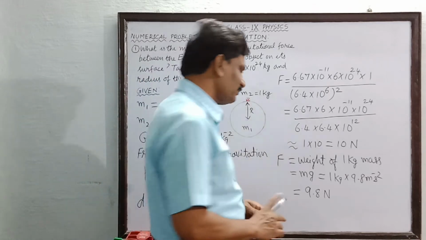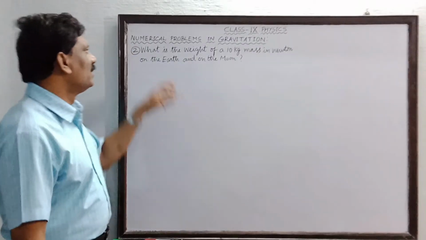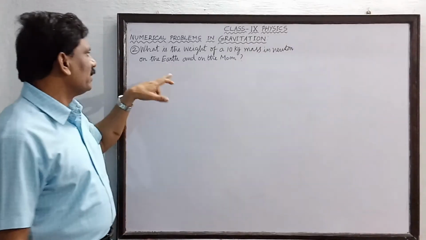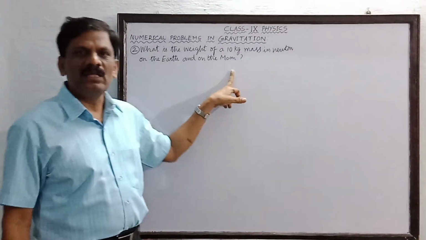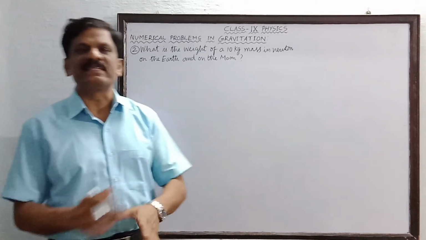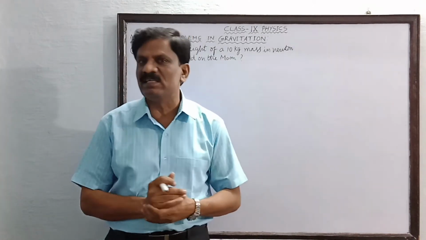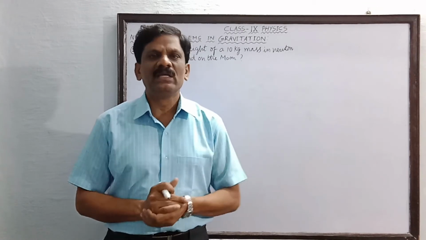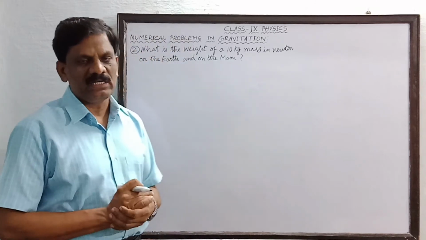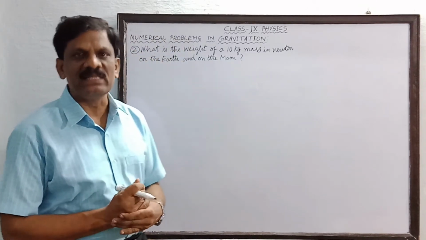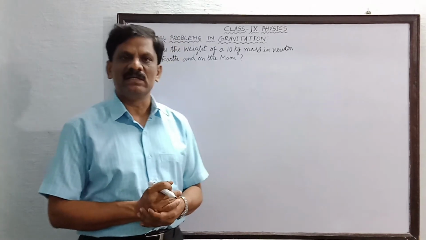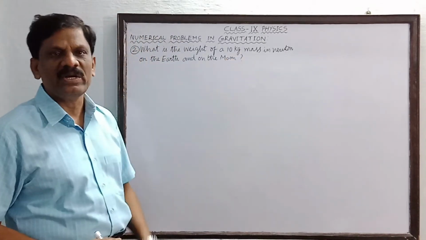Okay. The second problem is, what is the weight of a 10 kilogram mass in Newton on the earth and on the moon? So you know that the SI unit of mass is kilogram and the SI unit of weight is Newton. Why? Because weight of the body is nothing but the gravitational force. Since the SI unit of force is Newton, the SI unit of weight also must be Newton. So we have to express the weight of the body in Newton.